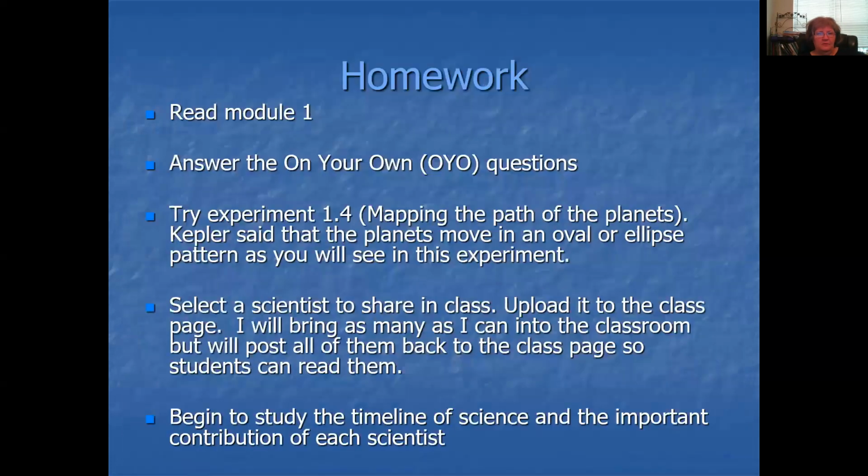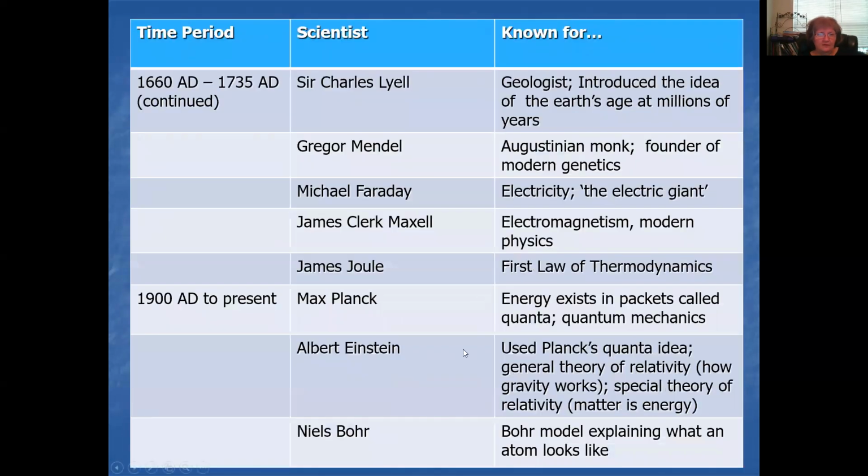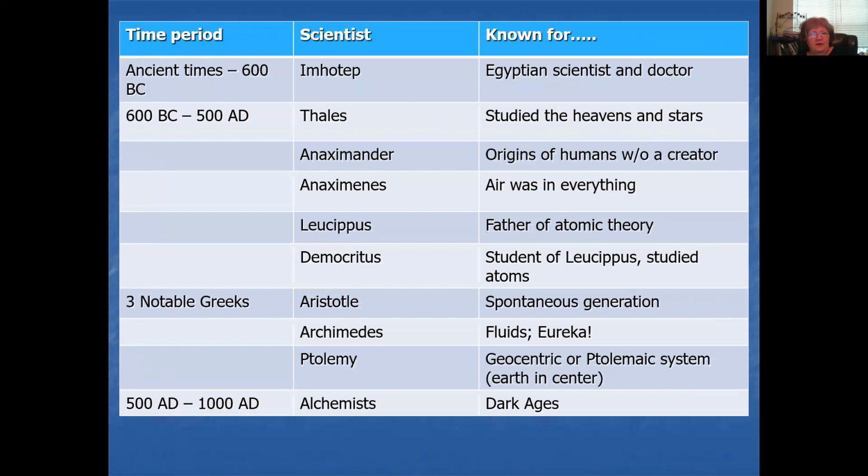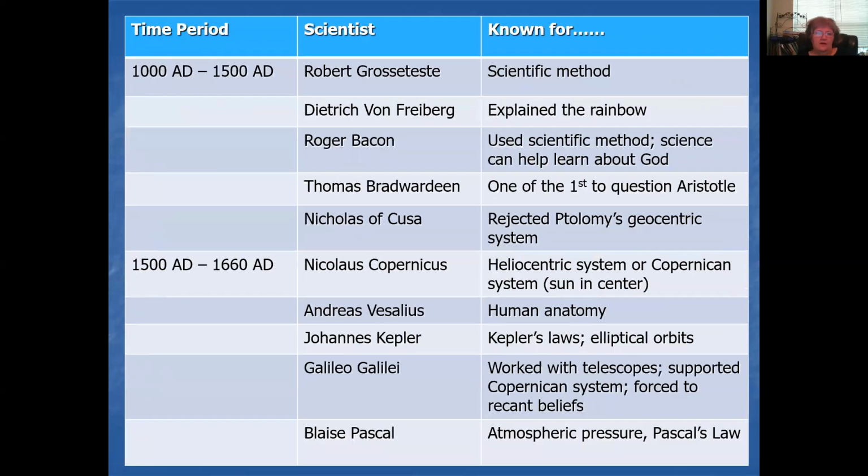All right, so keep it simple. I know it looks like a lot, but it's really not that much. And we're going to go over some questions in class to help you remember these guys, okay? Just go through and say, okay, what did Anaximenes do? Oh, he said air was in everything. Ptolemy, oh, the Earth is in the center, right? Copernicus said, oh no, the sun is in the center. So you can relate some of these to each other.